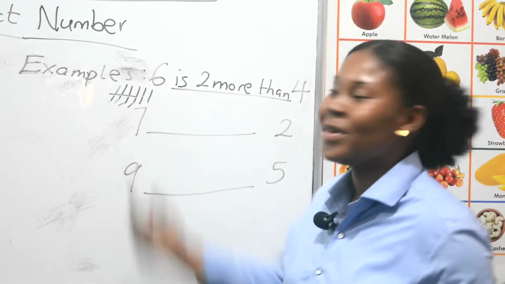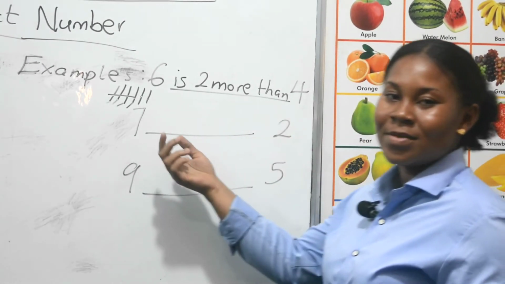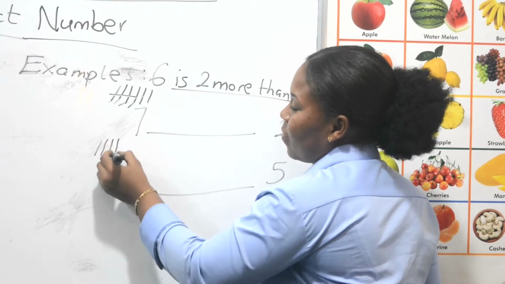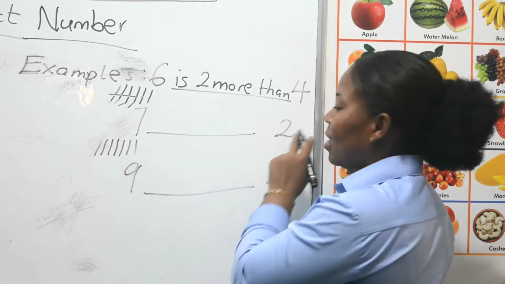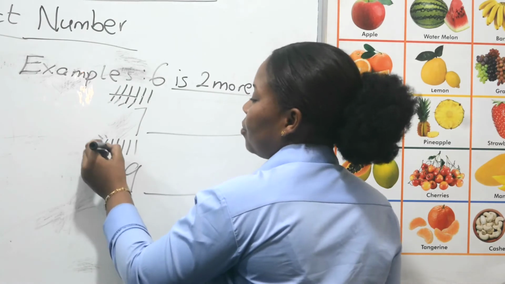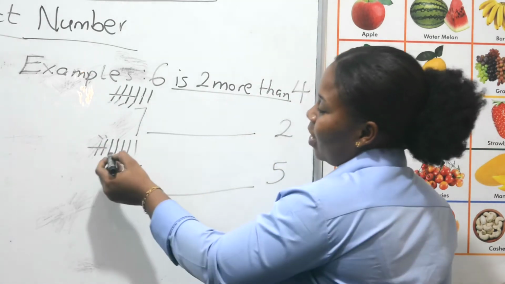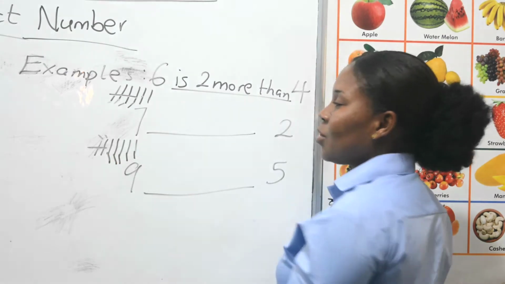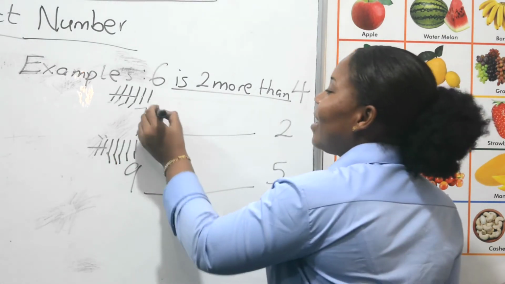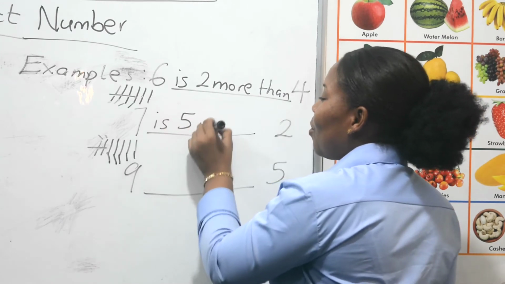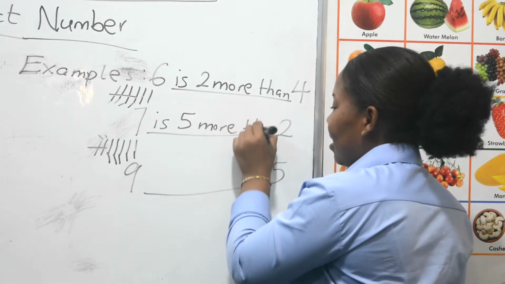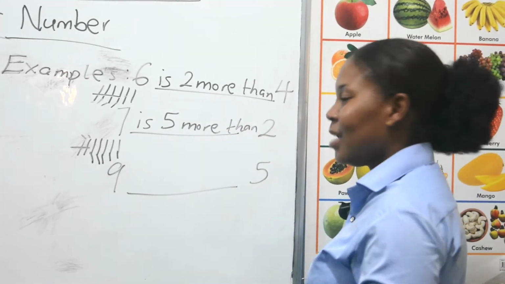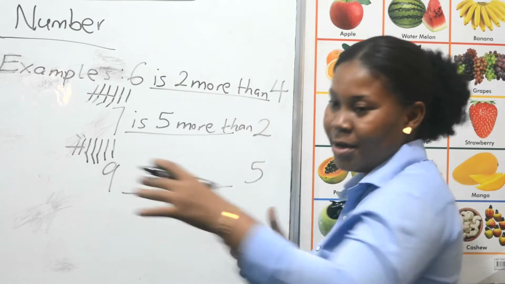Now here, 7 and then 2. We have 7 and 2. Let's draw 7 strokes. 1, 2, 3, 4, 5, 6, 7. Now let's take 2 out. 1, 2. The remaining will be the one left. 1, 2, 3, 4, 5. So it will be what? 7 is 5 more than 2.